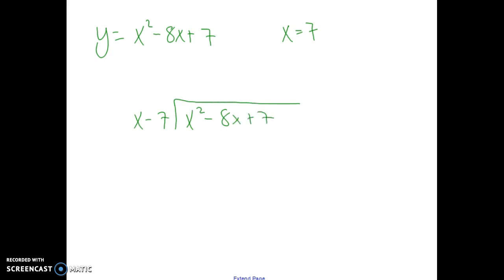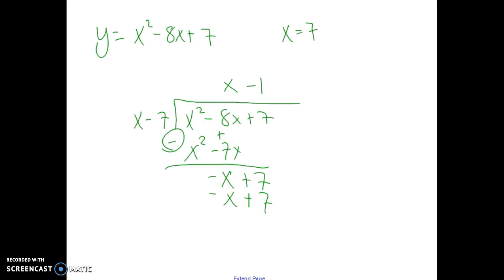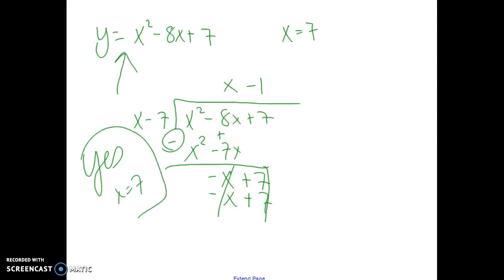Yes, there are other ways to do it, and that's how I came up with it in my head. x gives me x squared minus 7x. Subtract, add, negative x plus 7, negative 1, negative x plus 7. Oh look, everything will cancel. Yes, x equals 7 is a factor of this polynomial.